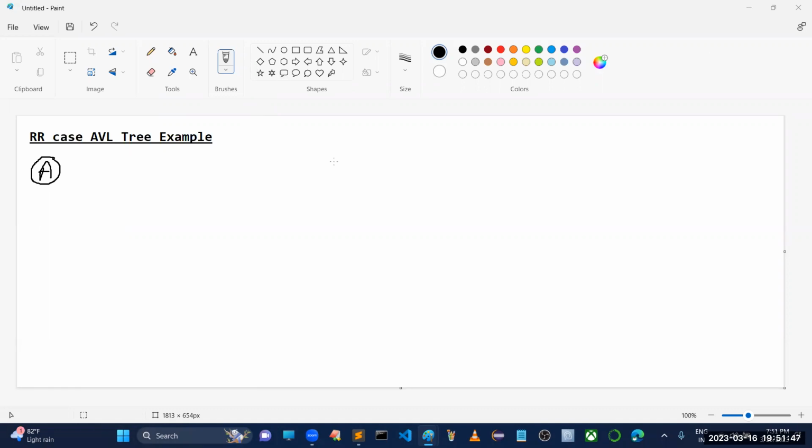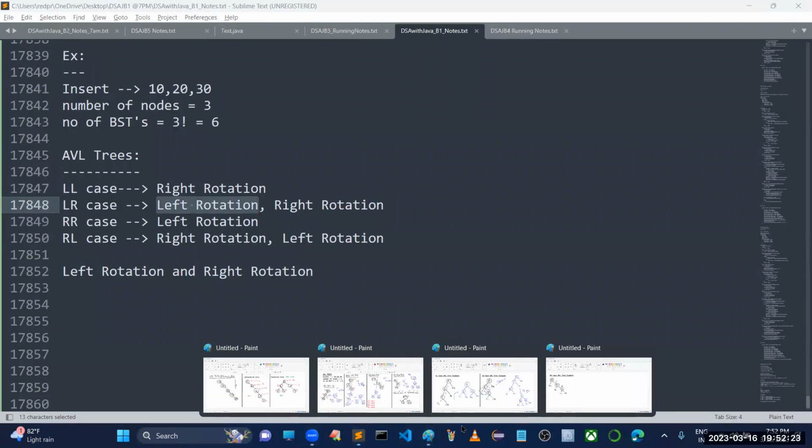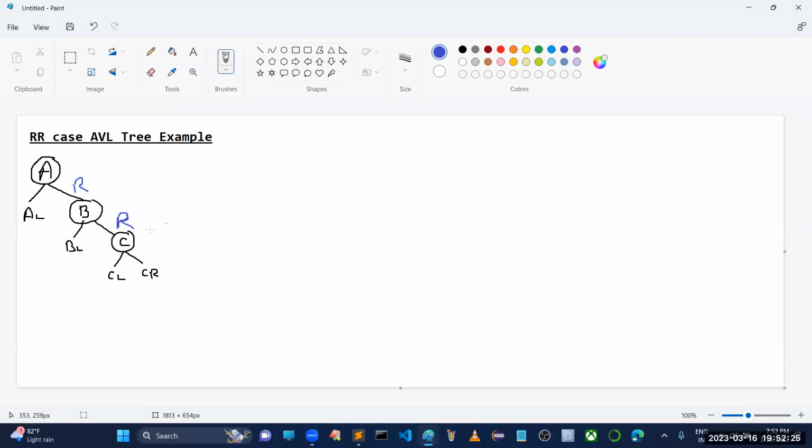Right. So here A is nothing but the node that we have. AL is its left child. And here we have B. For B, C will become the child node. Sir, then BL will become the left subtree. For C, CL is there and CR is there. So here we are going to get the problem by adding this C. Sir, it comes under which one? Right subtree, right. So if it is right subtree, right, which rotation we have to do? Left rotation. We have to apply left rotation.